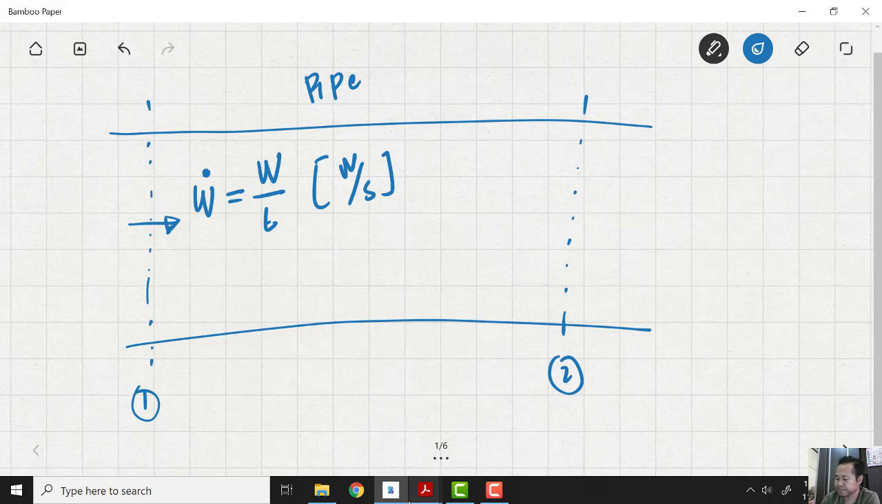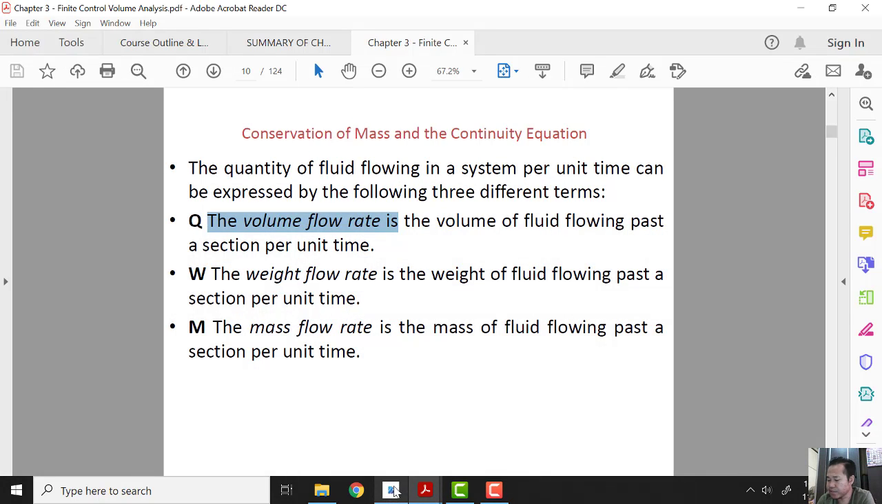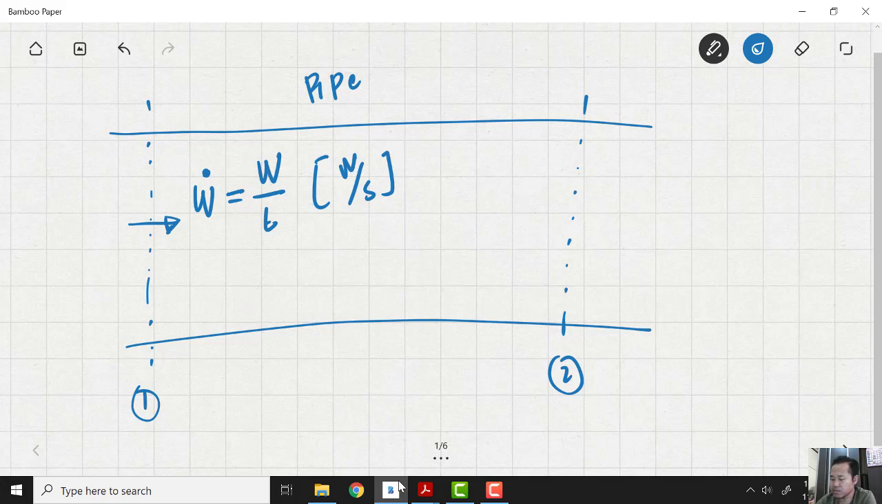And lastly is the mass flow rate. The mass flow rate is the mass of fluid flowing past a section per unit of time. For example, this is our section 1, and then we have mass here. So it is mass per unit of time. m dot equal to mass over time. The unit is kilogram over second.